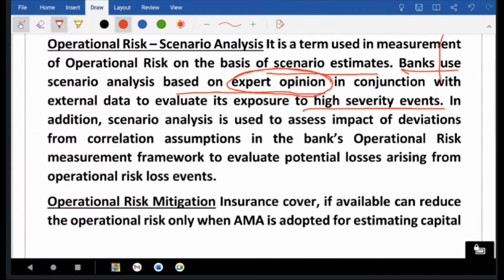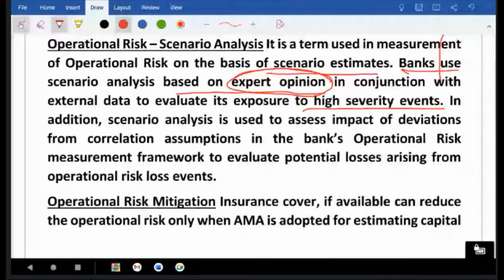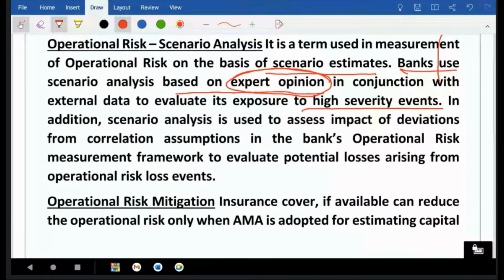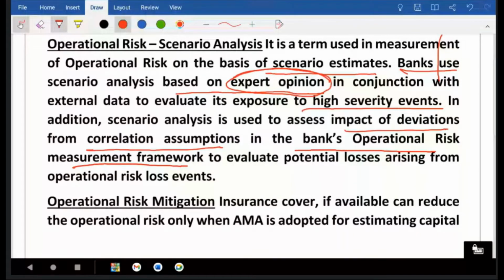Many experts are there. So we take legal advice. Sometimes we take the opinion of qualified builders, qualified engineers. In addition, scenario analysis is used to assess the impact of deviation from correlation assumptions in the bank's operational risk measurement framework. So that we can evaluate what potential loss is going to happen and how to mitigate this operational risk.